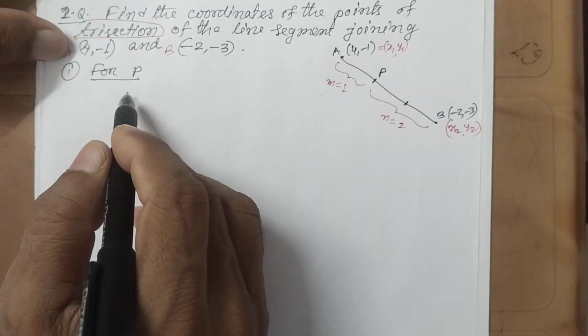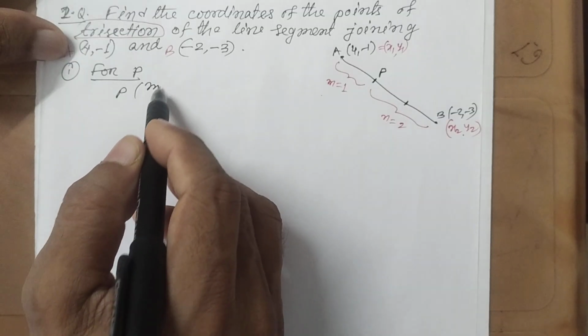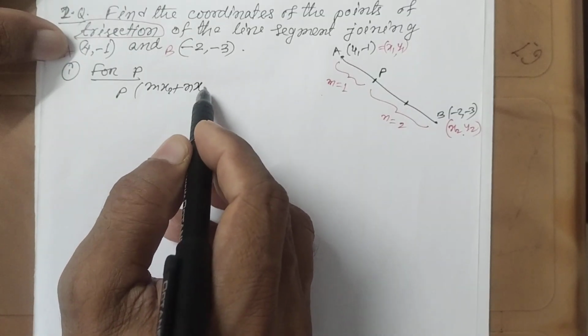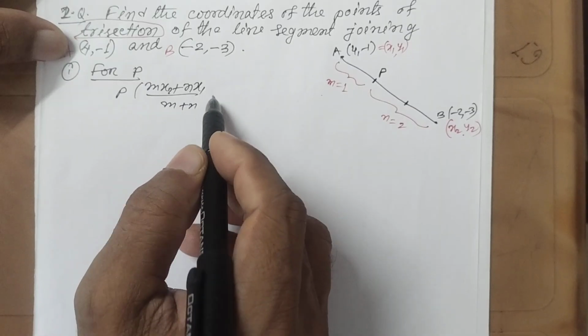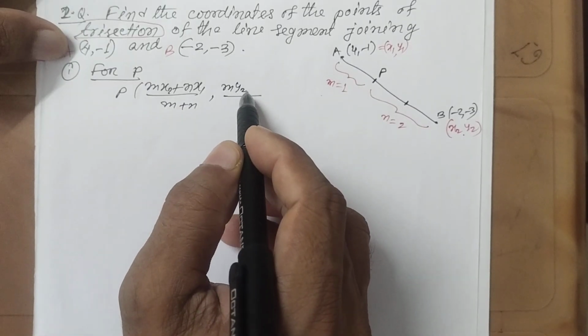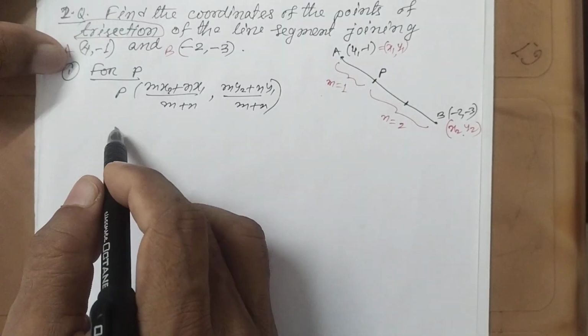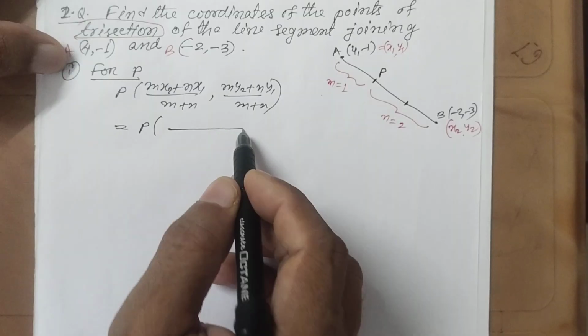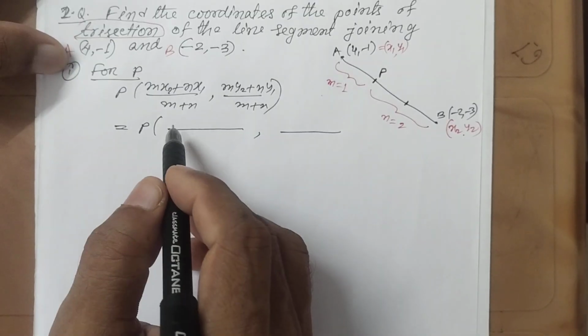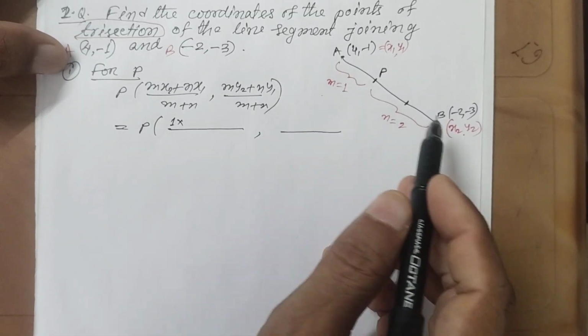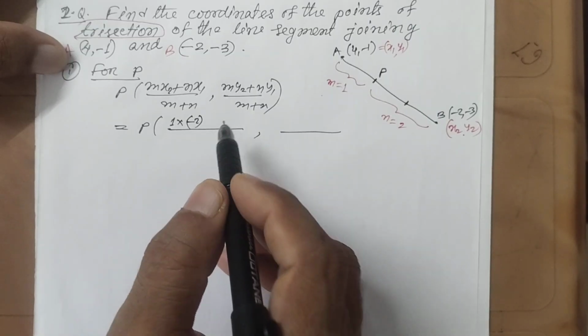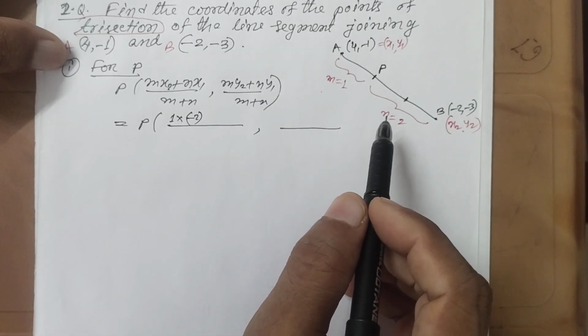The formula is (m x2 plus n x1) by (m plus n), (m y2 plus n y1) by (m plus n). So all the points and values are there. You see, m is 1, m into x2 is -2. I'm telling you once again, you have to take the opposite.